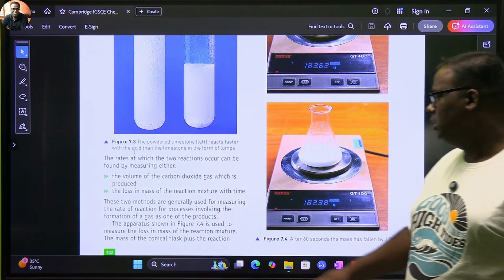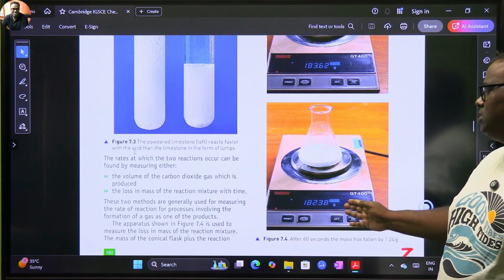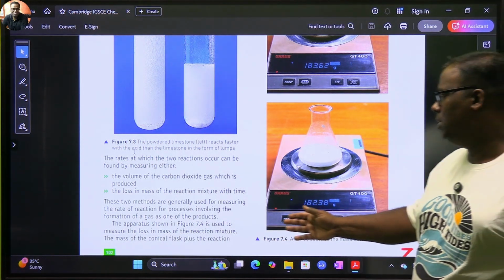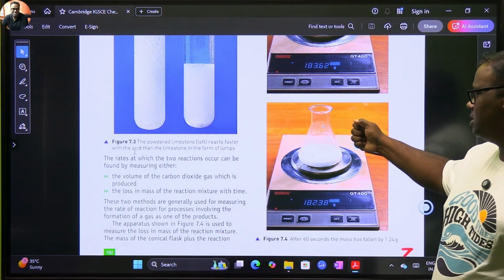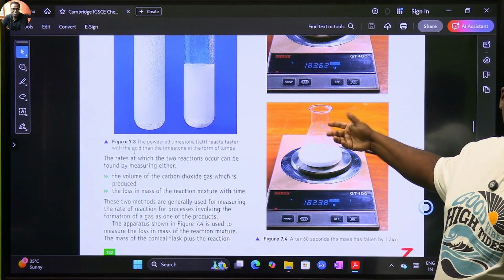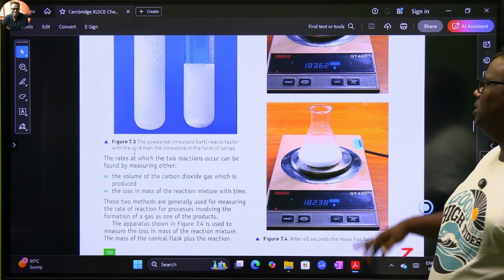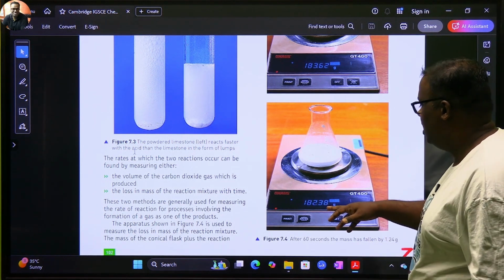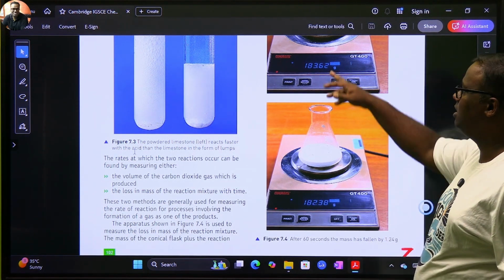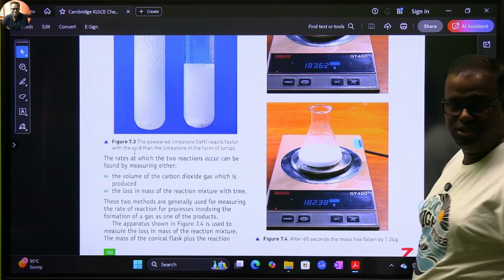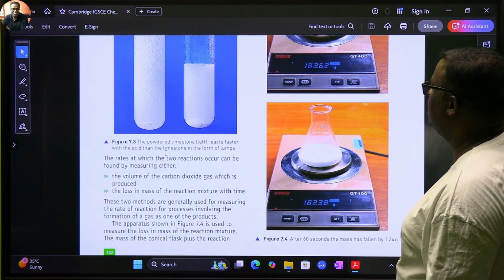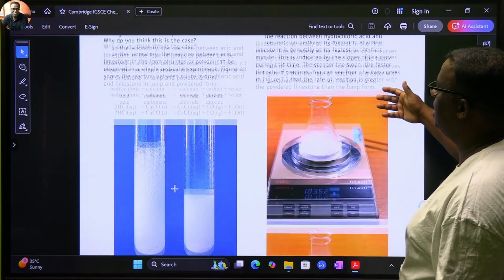Now what do? The apparatus shown is used to measure the loss in mass of the reaction mixture, the mass of the conical flask plus. So the conical flask will always be, this is the tare weight, right? It is constant in both. So you put them in both cases. Look here, out here it is showing 182.38, out here it is showing 183.62 as the reaction is progressing. Have you understood? As the reaction is progressing.